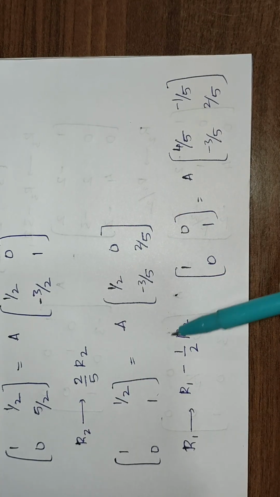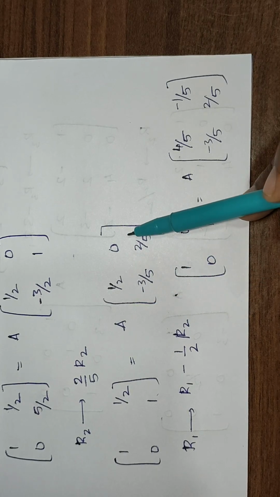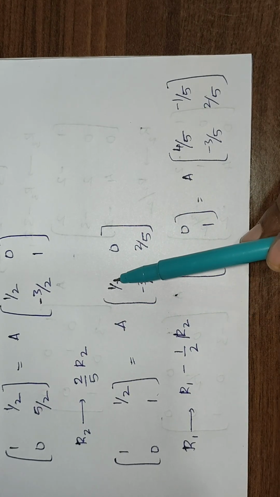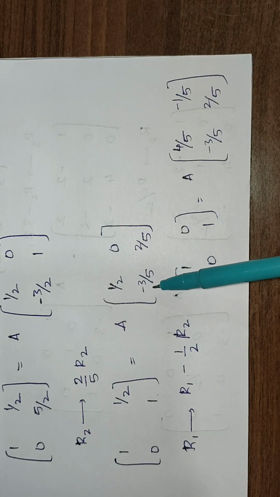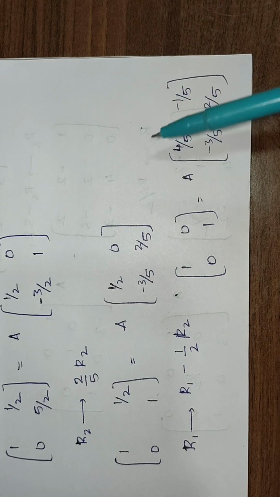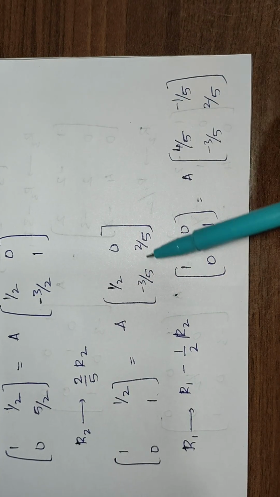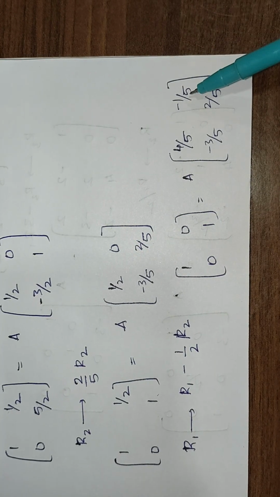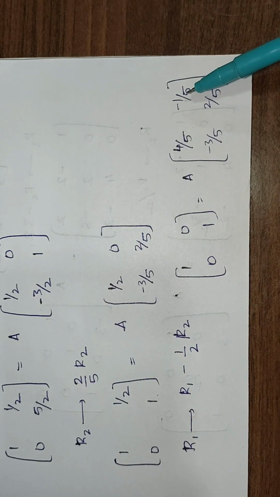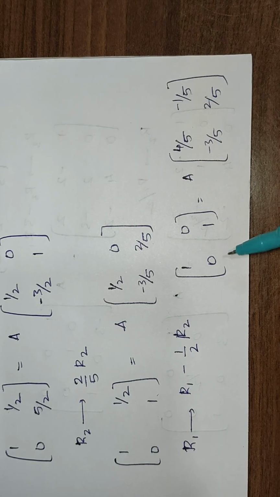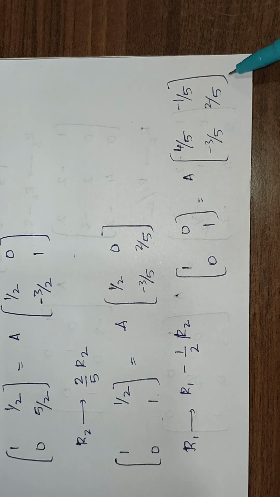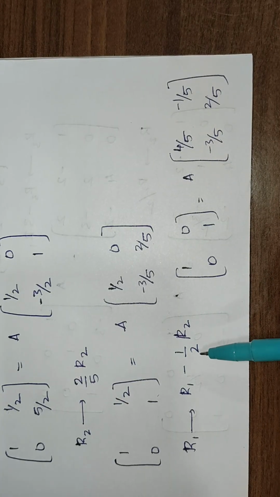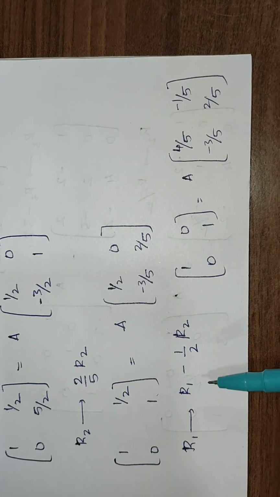So this transformation is for R1, so R1 minus half R2. It is half minus half into minus 3 by 5, which is equal to 4 by 5, and 0 minus half into 2 by 5, that is equal to minus 1 by 5. And here there are no changes for the second row, as this transformation is only applicable for row 1 and there is no transformation for row 2.